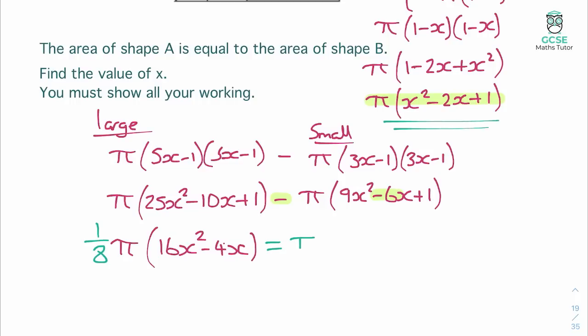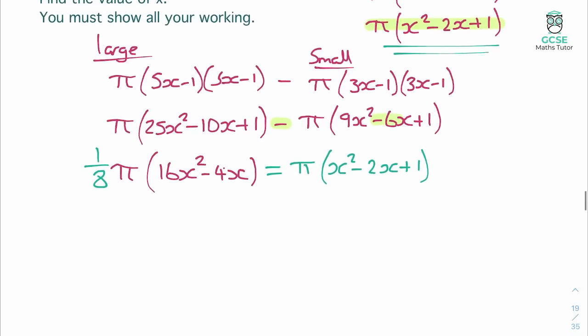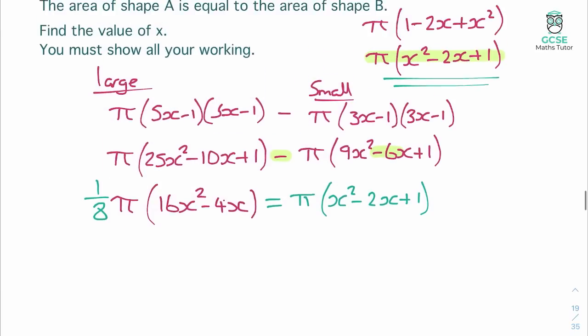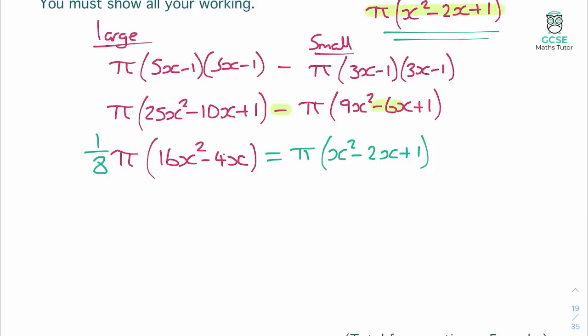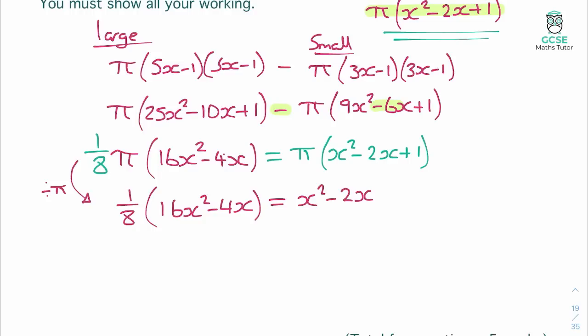So pi lots of x squared minus 2x plus 1. Okay, so obviously not very nice already up to this point. We must be getting relatively close to the end because this is a pretty tough question. So divide both sides by pi, and we would have 1/8. I should probably write that in here, show what I've done. So divide by pi. So we'd have 1/8, 16x squared minus 4x. We've got nothing on the outside of the bracket on the right now, so I can get rid of that. So x squared minus 2x plus 1.